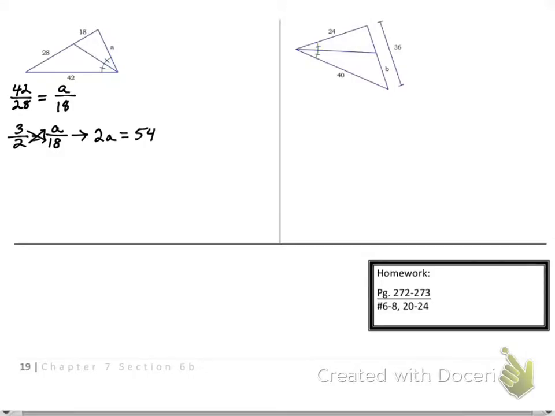And if I divide both sides by 2, I'm going to come up with A equals 27. It's always nice when it's a whole number because it feels like you did it right. Anytime it comes with like a crazy decimal, it always feels like, maybe?